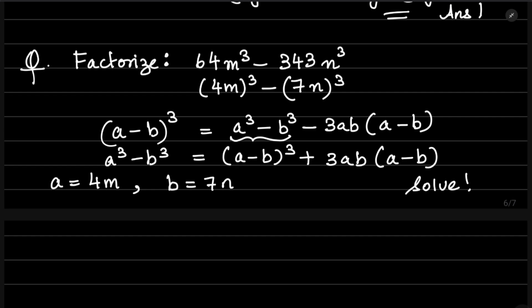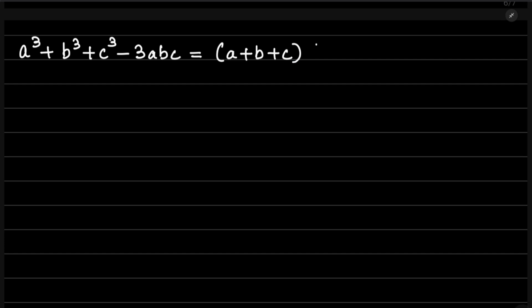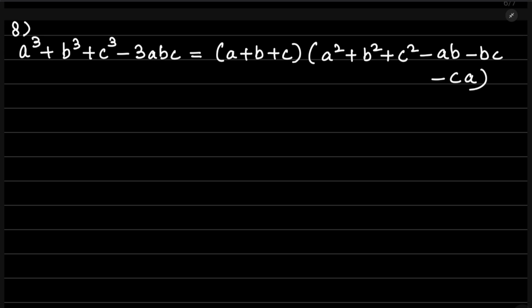Now let us go to the 8th identity. This is the final identity, which is a cube plus b cube plus c cube minus 3abc, which is nothing but a plus b plus c multiplied by a square plus b square plus c square minus ab minus bc minus ca. This is your 8th identity. You will have a lot of problems on it. This is important as well, so please do remember it.